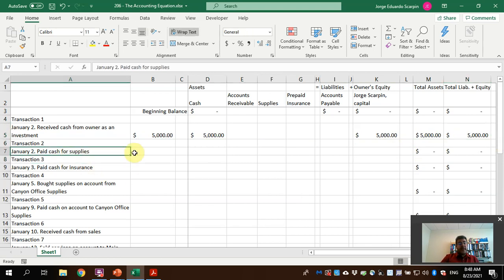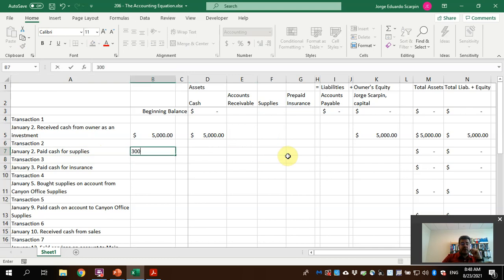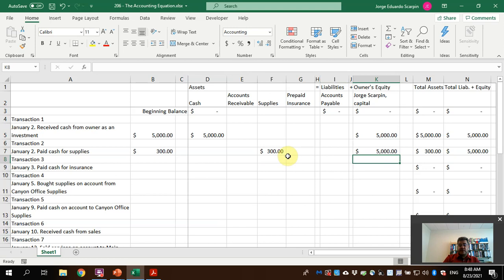Transaction 2, paid cash for supplies. I am the owner of the supply. So supply is another asset. So here, how much? Let's say $300. So supplies, $300. My owner's equity remains the same. We don't receive any additional money from Jorge Scarpin, or we are not paying him anything else, so remaining 5,000.